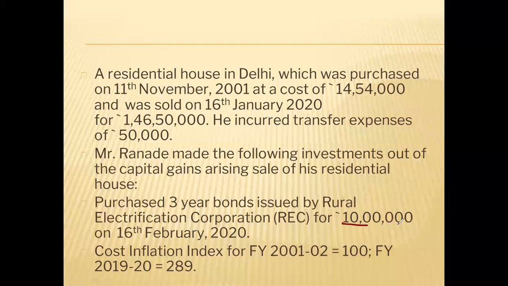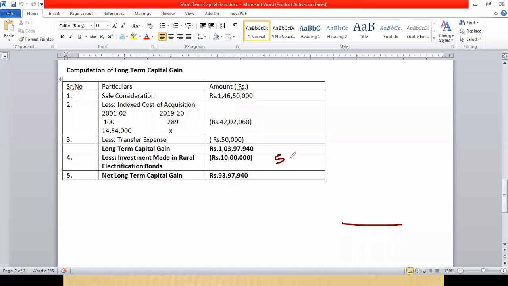Now here Mr. Ranade is investing only 10 lakh, but he could have invested up to 50 lakhs. That much amount is allowed. Maximum amount which you can invest in these bonds is up to 50 lakhs. And his consideration is 1 crore 46 lakh. So he could have easily invested up to 50 lakhs and saved more tax. But here in this question, it is 10 lakh only. So that we will consider. But for the purpose of understanding, you can understand that up to 50 lakh rupees he can invest in these bonds. And obviously he could have invested because his consideration is 1 crore 46 lakhs. So out of this, he could have easily invested 50 lakh rupees and he could have earned more benefit.